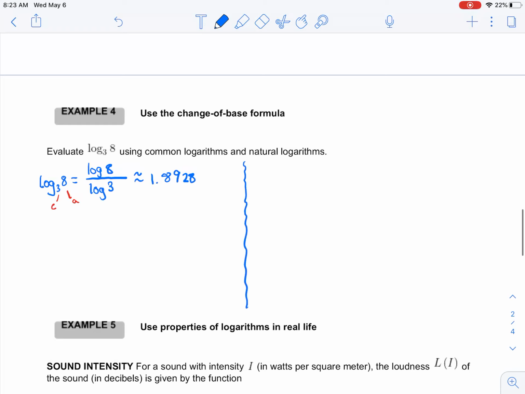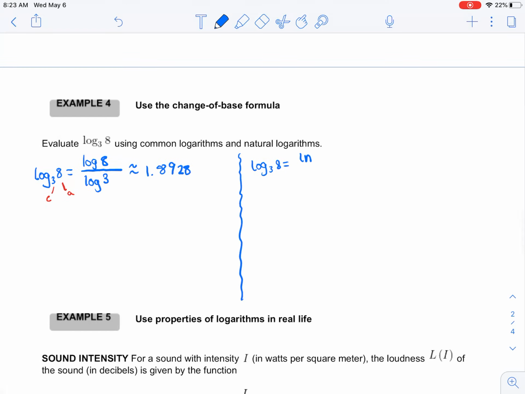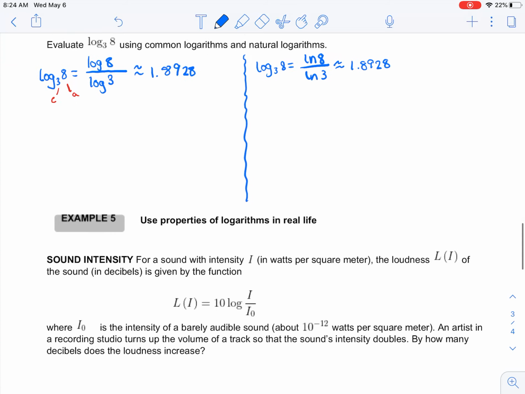Let's test this out for natural logarithms too. So natural logarithm is that log base e. So log base 3 of 8 should be, oops, not log, let's use ln of 8 over ln of our original base, which was 3. ln is on your calculator, it's right under the log button. So ln of 8 divided by ln of 3. And that is also approximately 1.8928. So that's the change of base formula. And that's what your worksheet is over today.